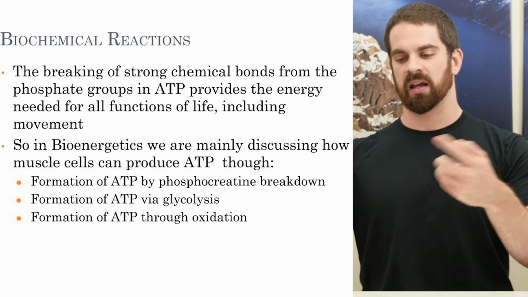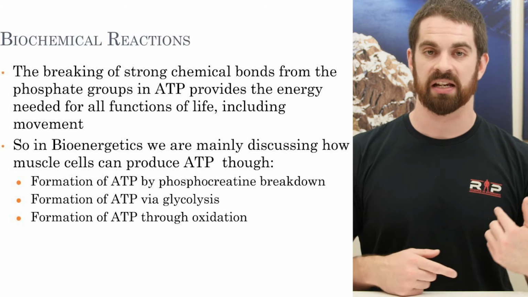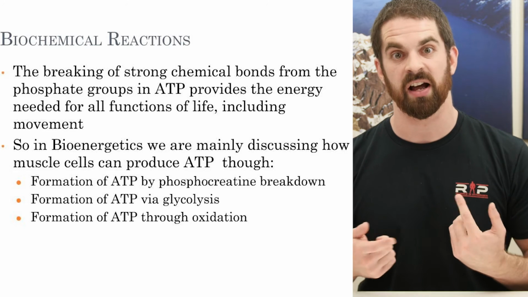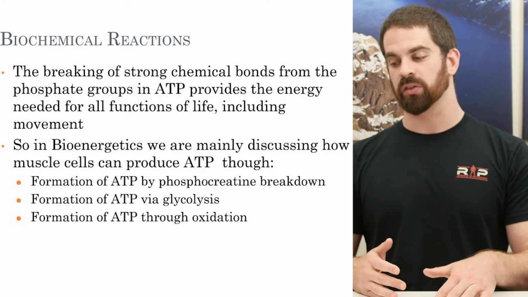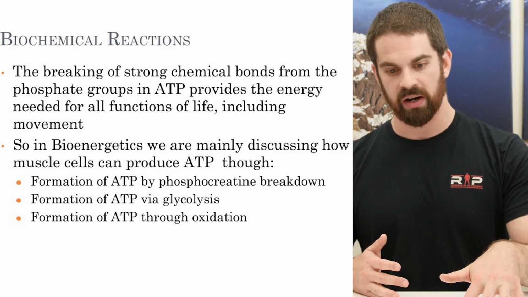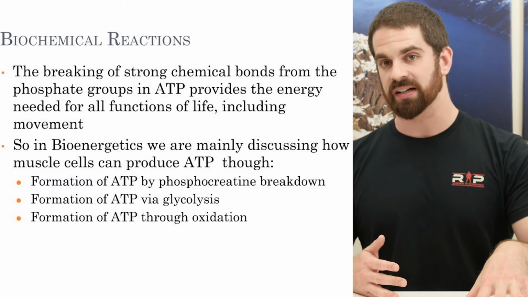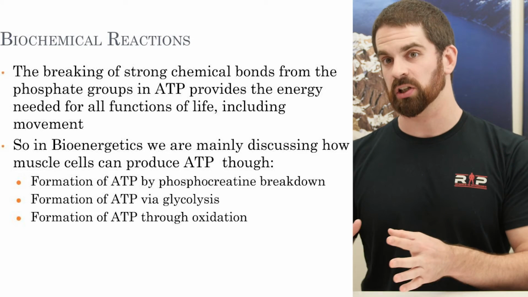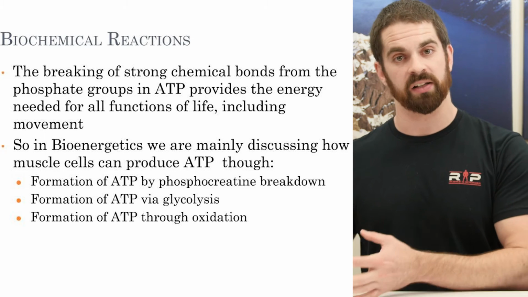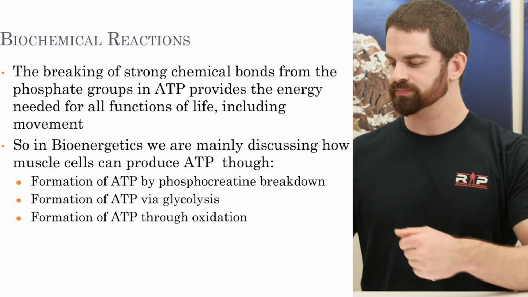CP is right there. It gets broken down and helps resynthesize lost ATPs, and it also helps buffer hydrogen ion accumulation, which is really important. We're also talking about the reformation of ATP through glycolysis, which is through carbohydrate breakdown, as well as through oxidation, which can include carbohydrates, fats, and proteins. It's a much longer, drawn-out process that you'll learn more about later on in exercise physiology.